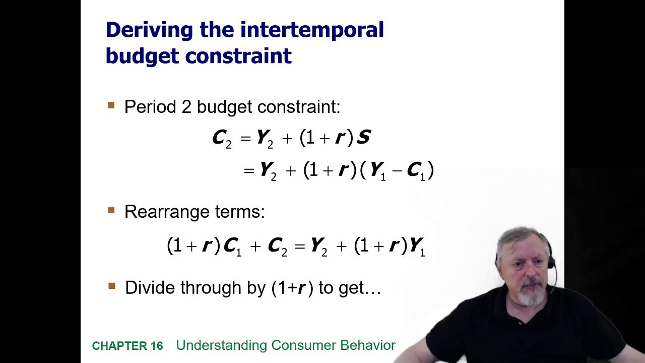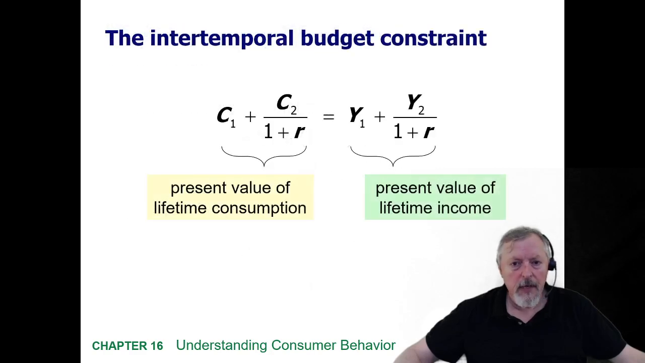Now, if you consume something today, you can't consume it tomorrow. Well, that's a budget constraint. So you do a little algebra, and you get this. This equation is the intertemporal budget constraint. It says that the present discounted lifetime value of consumption must equal the present discounted lifetime value of income. Consumption in period 1 plus consumption in period 2 divided by the interest rate equals income in period 1 plus income in period 2 divided by the interest rate.